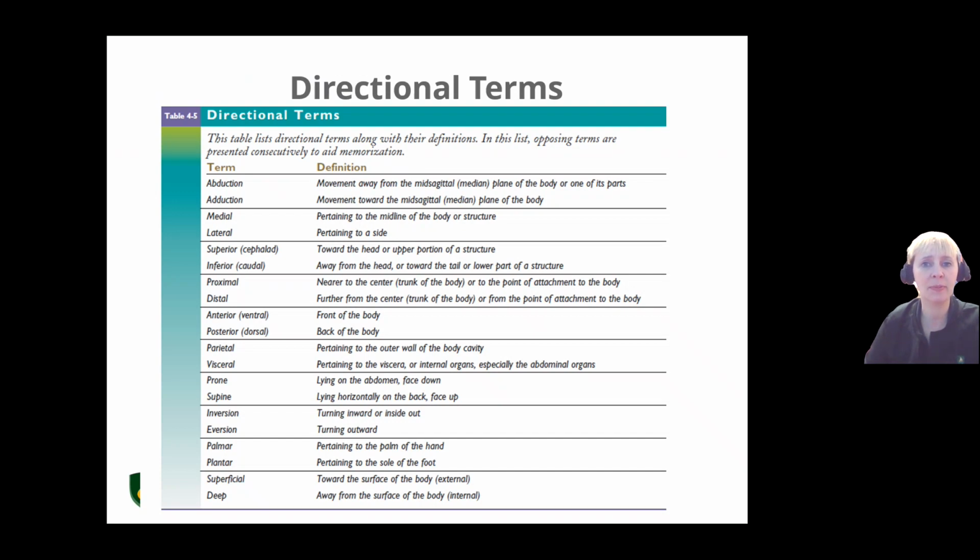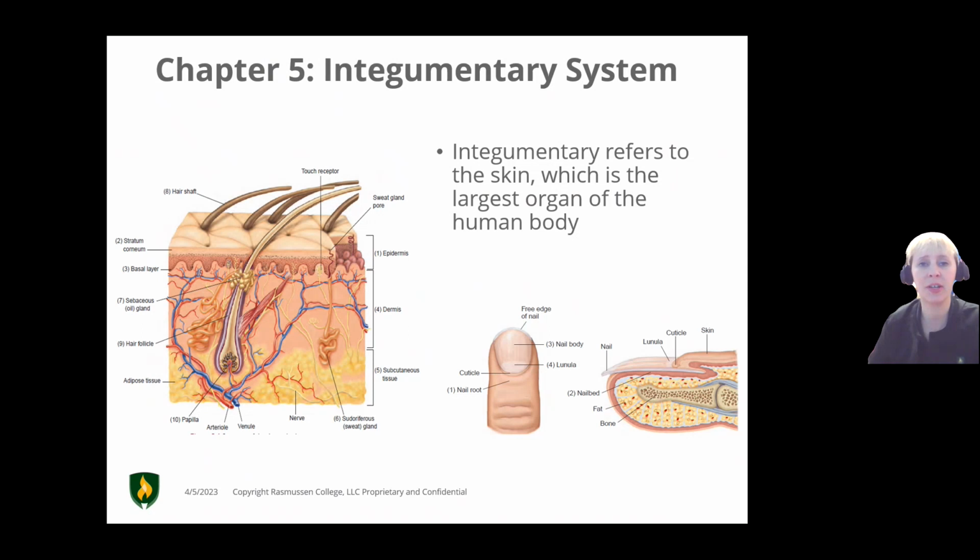Moving on, let's talk about chapter 5, which is your integumentary system. The integumentary system is made up of skin and accessory organs, such as your hair, nails, and glands. The skin covers and protects all outer surfaces of the body and performs many vital functions, such as the sense of touch. The skin consists of 2 layers, the epidermis layer and the dermis layer. The epidermis layer is the outermost layer of skin.